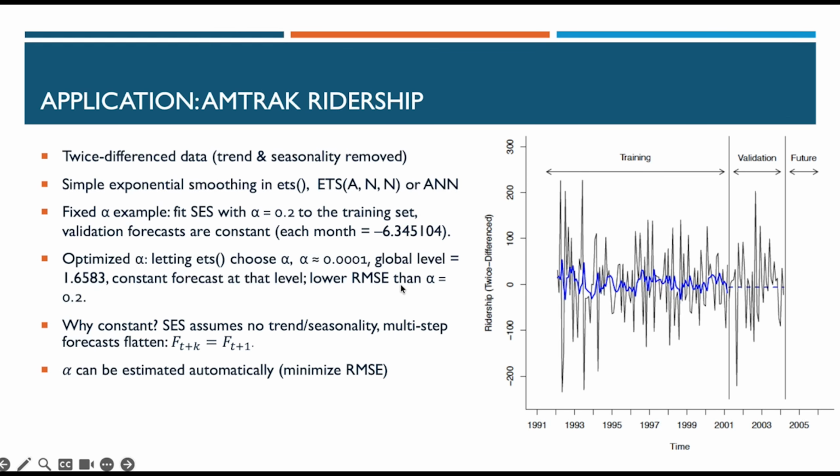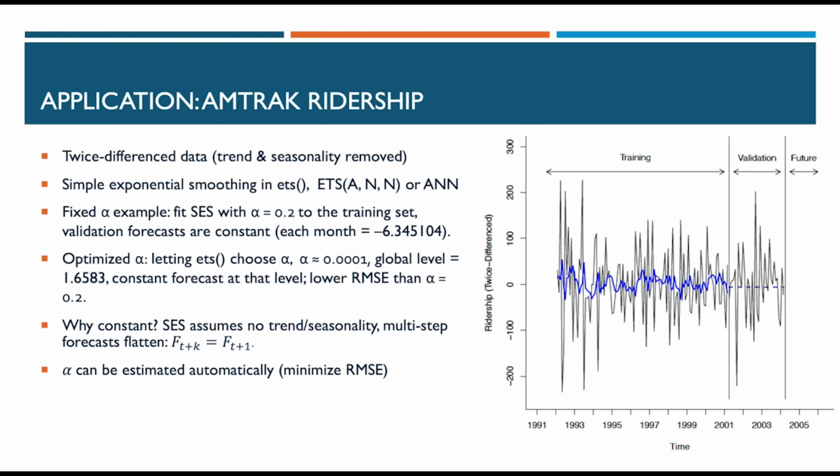If you remember our Amtrak ridership example, we first differenced the data twice to remove the trend and seasonality. Then, in the past, we applied the moving average. Now, if we apply the SES, we choose alpha to be 0.2. The ETS, by the way, stands for error, trend, seasonality.